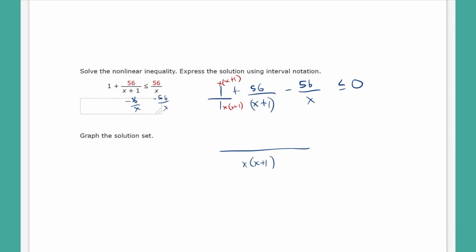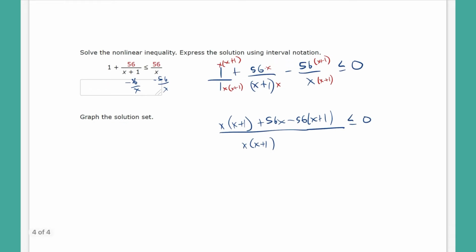This one, you're only going to multiply top and bottom by x, because that's the only thing that's missing. And over here, you're only going to multiply by x plus 1. And now you have a common denominator. So if you write this out, you're going to get x plus 1 plus 56x minus 56x plus 1 less than or equal to 0. And of course, we need to distribute and combine like terms.